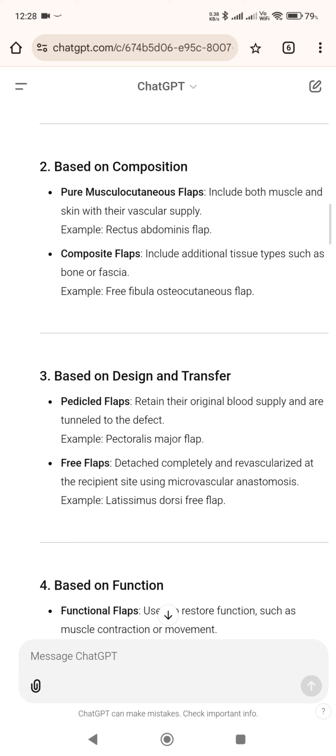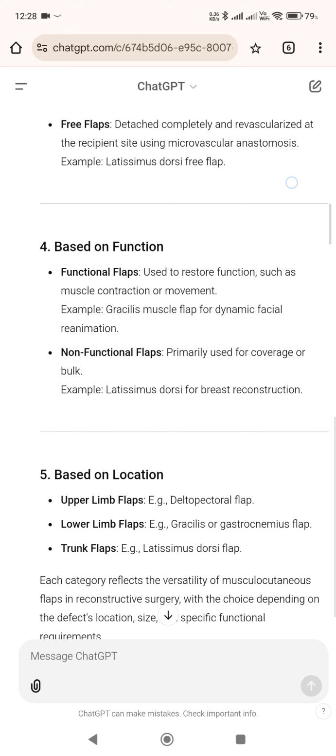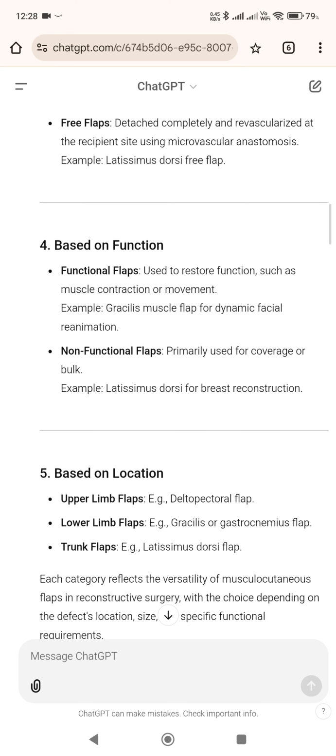3. Based on design. Pedicled flaps retain their original blood supply and are tunneled to the defect. Example, pectoralis major flap. Free flaps are detached completely and revascularized at the recipient site using microvascular anastomosis. Example, latissimus dorsi free flap.